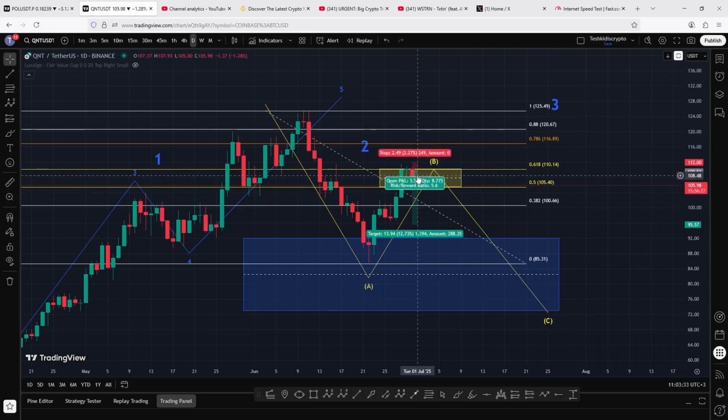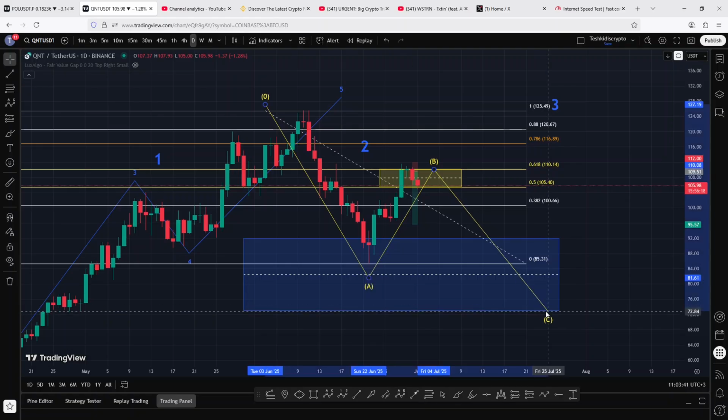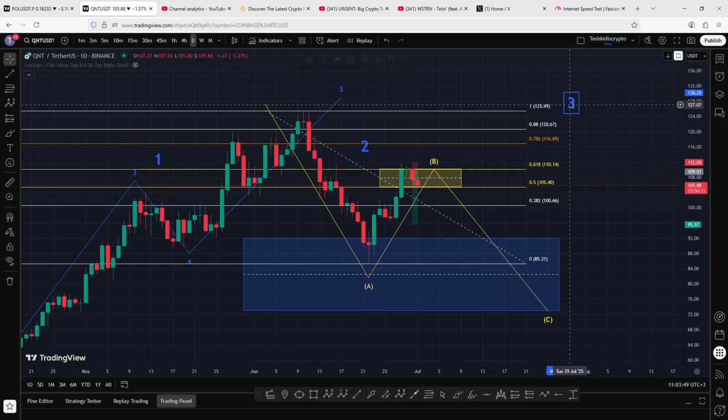So in case we get a massive rejection within this area over here, expect one more new low in the formation of this wave C, fully maximizing the blue target area over here before we can continue seeing higher prices in the formation of this wave 3.